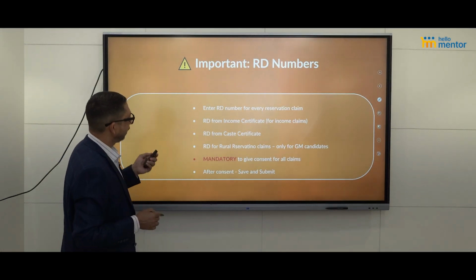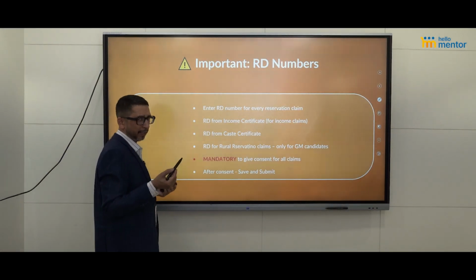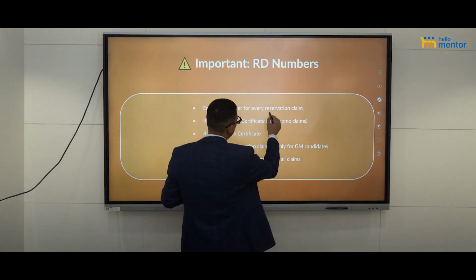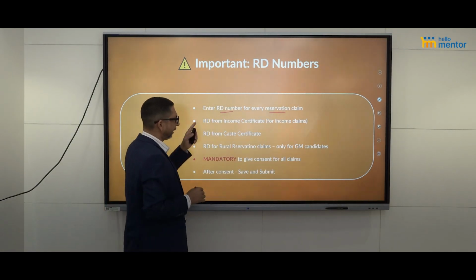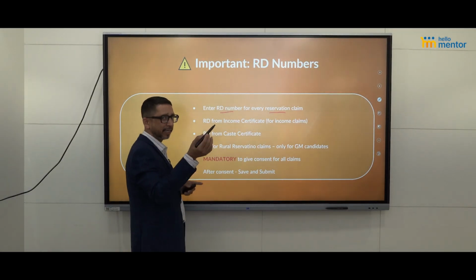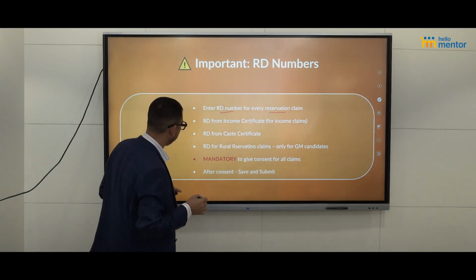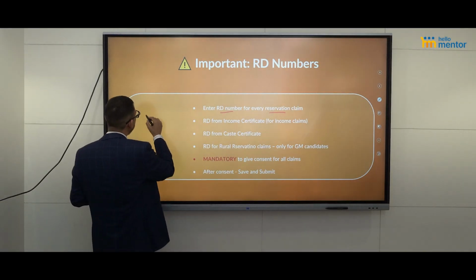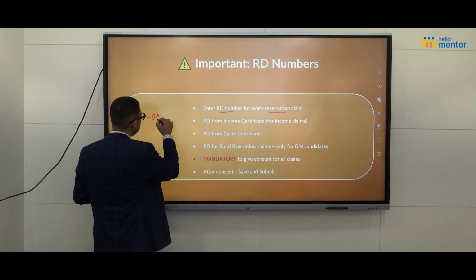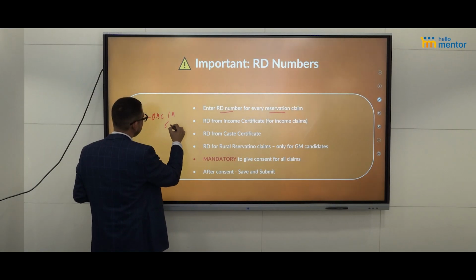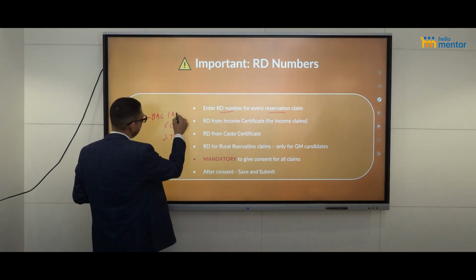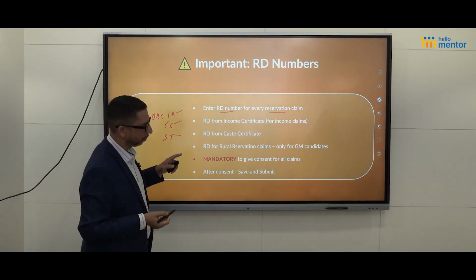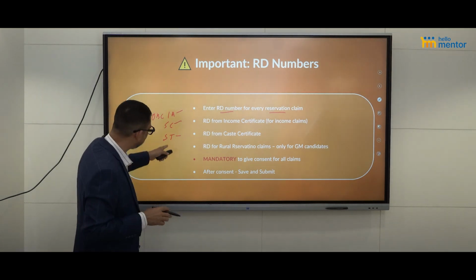Now, important: RD number. Okay, we have discussed that RD number. That RD number is a must if you are going for any reservation claim. You have to have an RD number, and that RD number will help them fetch the details and they will do this online verification. Suppose you are from OBC 1A, then SC, ST. In that case, you will have different RD numbers for the caste and for the income certificate. So you have to mention 2 RD numbers for these 3 categories.